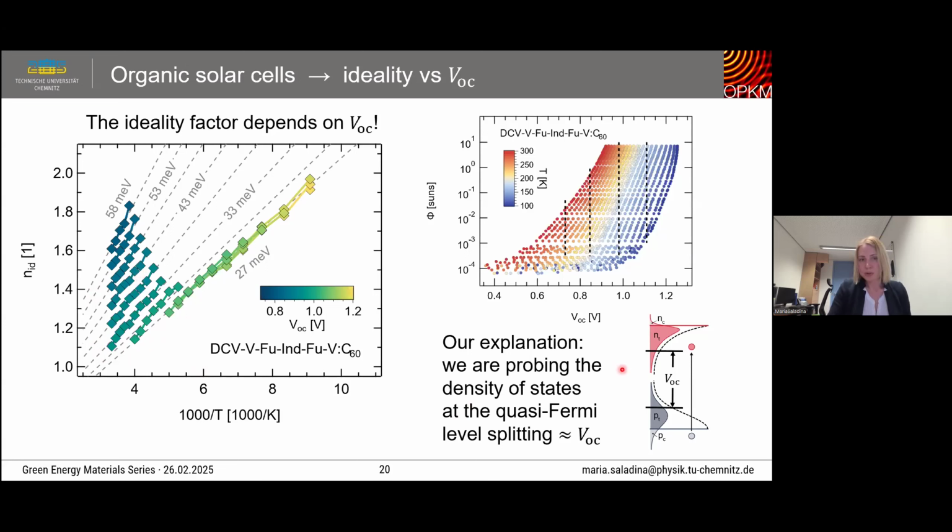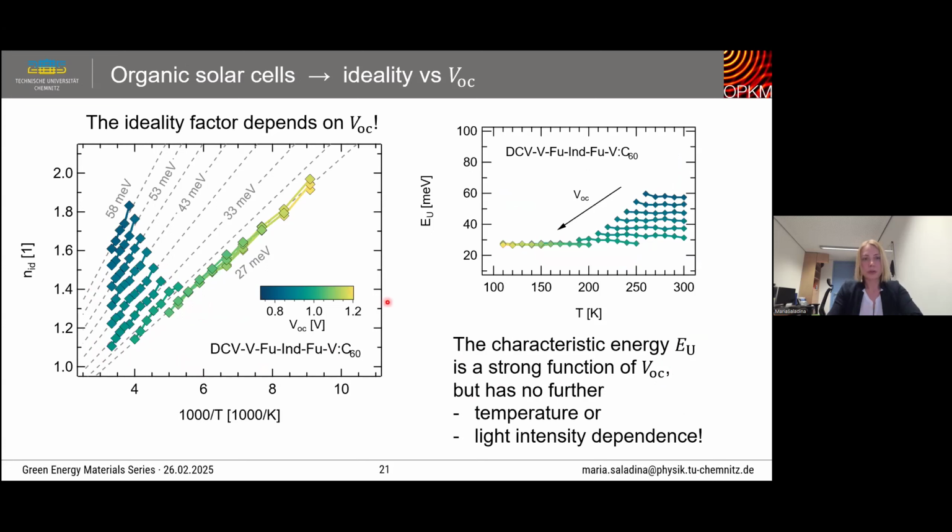So our explanation is that we are probing the density of states with the open circuit voltage. And as we are going deeper into the effective band gap, the Urbach energy, or characteristic energy, is increasing. So the characteristic energy as such becomes a strong function of the open circuit voltage. Here we have Urbach energy plotted for different open circuit voltages, but at a specific point in the density of states, it is actually independent of temperature.